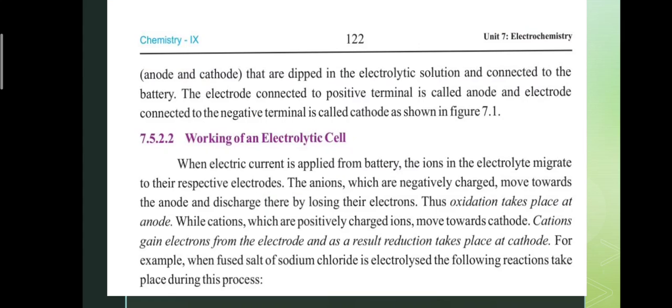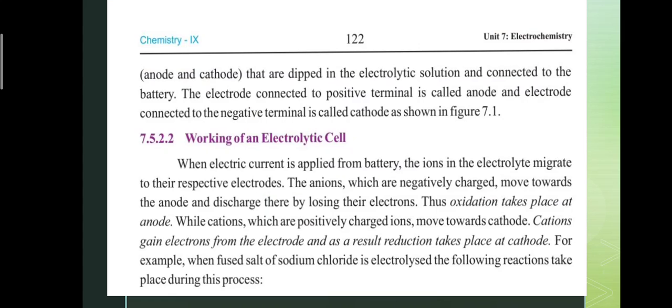The anions, which are negatively charged, move towards the anode and discharge there by losing their electrons. Thus, oxidation takes place at the anode, while cations, which are positively charged ions, move towards the cathode.